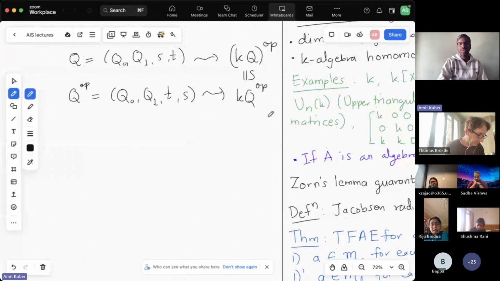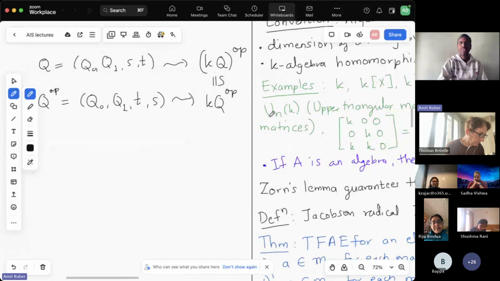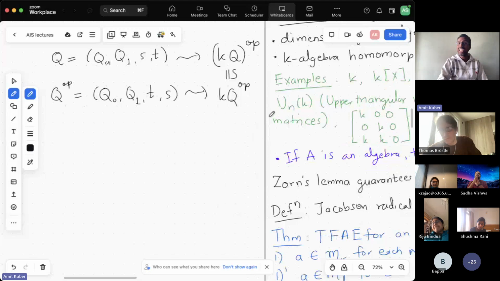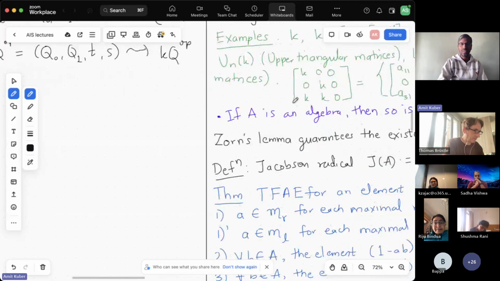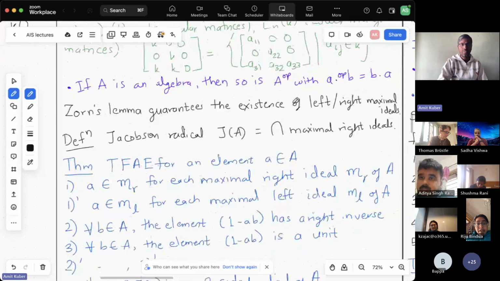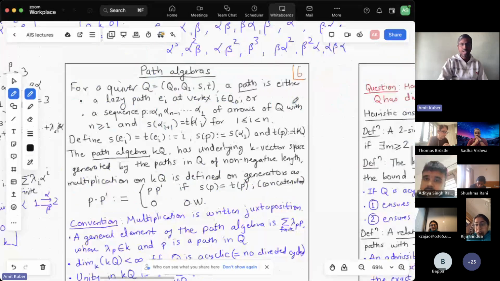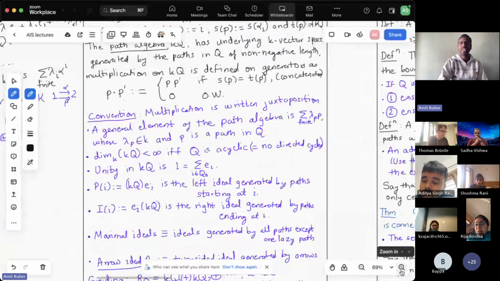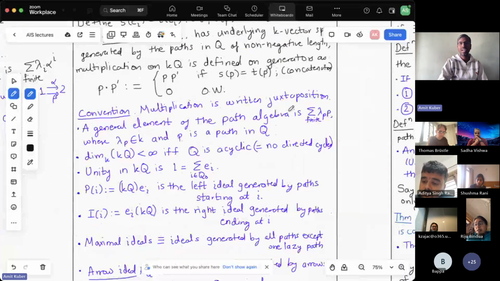Okay, so this way we can see one natural example of an opposite algebra. But it is also a path algebra. So the opposite algebra of a path algebra is also a path algebra. Then we looked at the Jacobson radical of this. We described what the multiplication was and we looked at some examples and saw how in the finite dimensional case we can look at it through matrices.